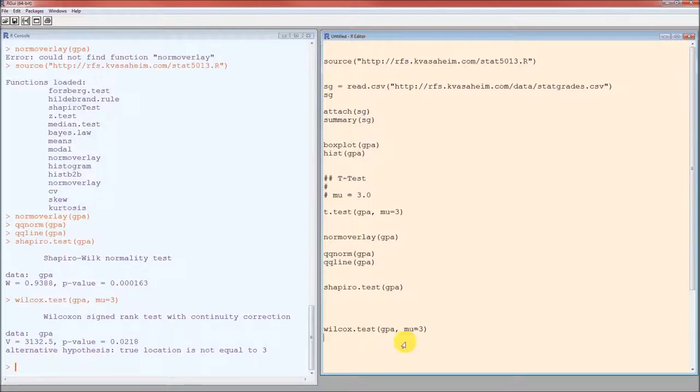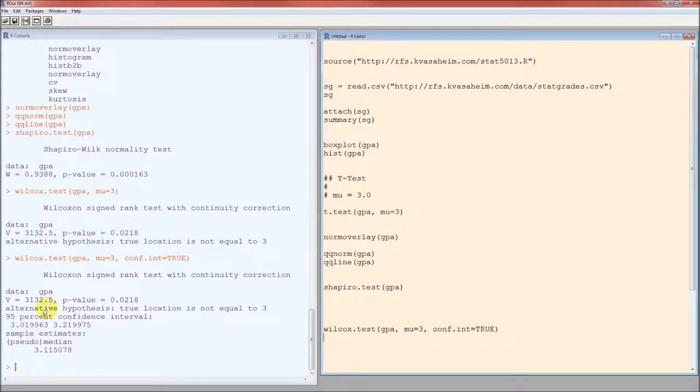No confidence interval. For the Wilcoxon test, you actually have to tell R that you want the confidence interval. To do that, specify conf.int equals TRUE. Now when we run it, the first lines are the same, and we got a confidence interval. We're 95% confident that the true mean GPA in the population is between 3.019963 and 3.219975. Essentially, it's between 3.02 and 3.22. Since that does not include 3, we are rejecting the null hypothesis. Any value between 3.02 and 3.22 is a reasonable value for the mean of the GPA.